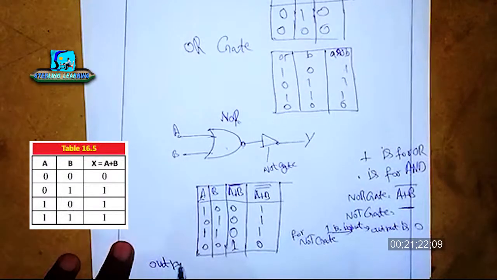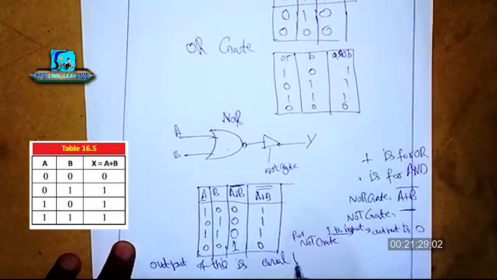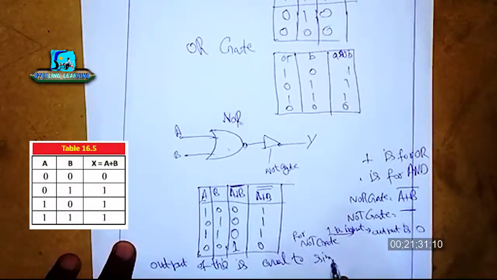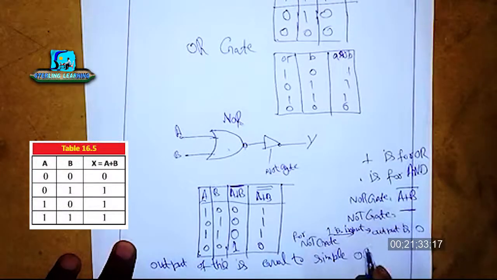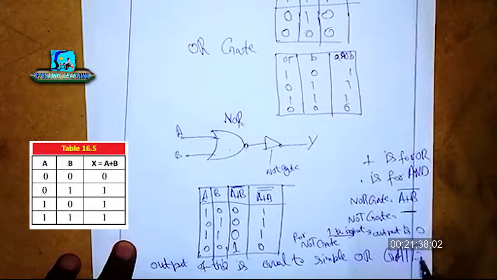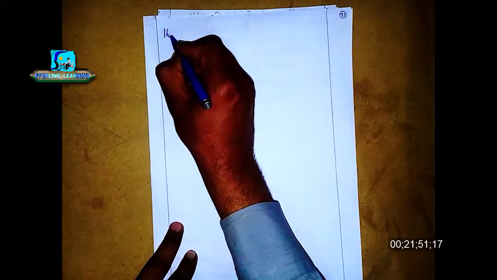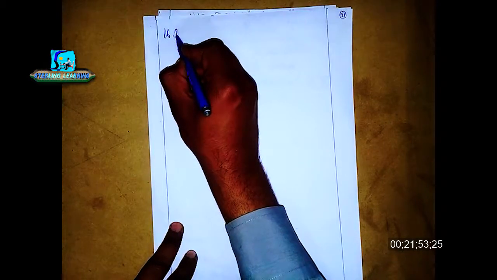The output of this is equal to a simple OR gate. So our question is solved. There is another conceptual question, 16.8. We are going to solve it as well.